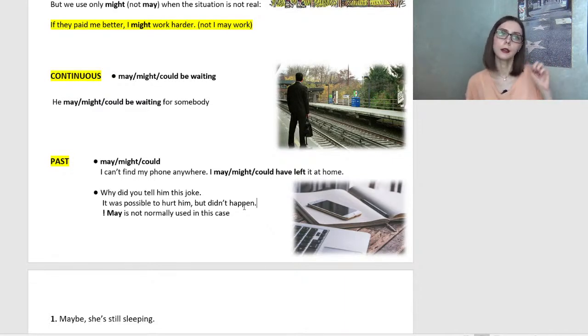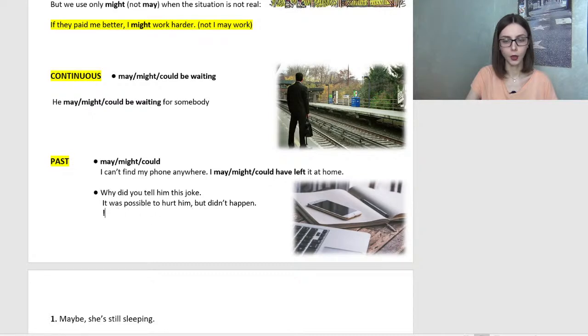Also, another usage of this, here you have an example. Why did you tell him this joke? It was possible to hurt him, but it didn't happen. So may is not normally used in this case. What can we say here? So for example, the situation: it was possible to hurt somebody, it didn't happen.